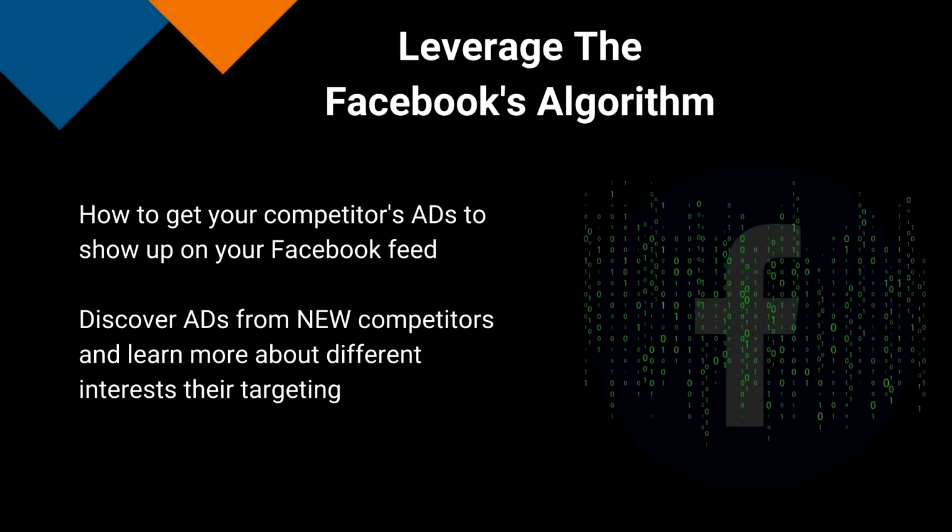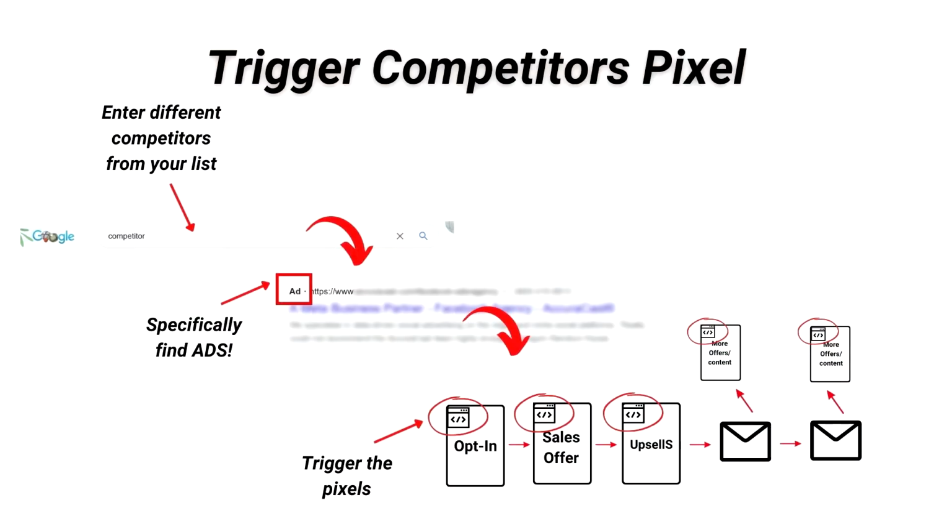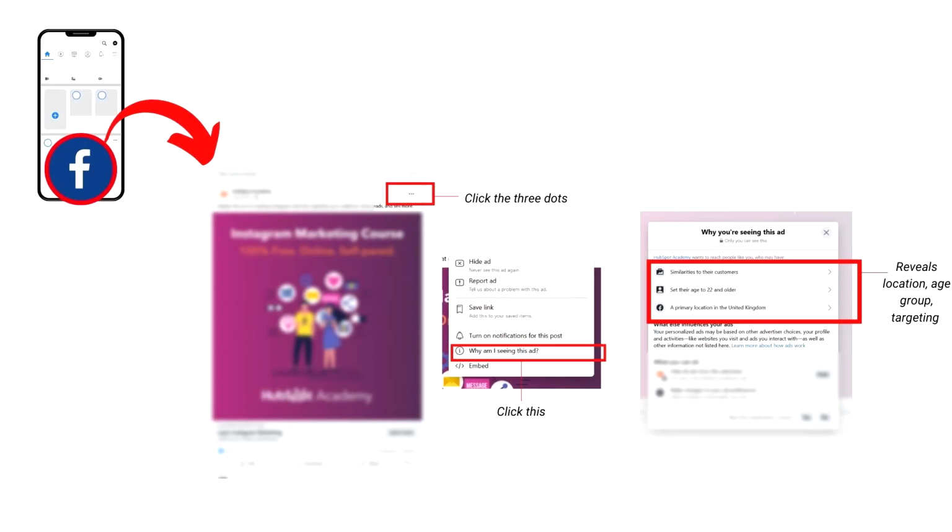Leverage the Facebook's algorithms to show you your competitors' ads as part of this strategy. And then make sure you open the links in your email, because what you're doing is triggering the pixel on their website so they display ads on your feed. You can now see who your competitors are trying to reach.